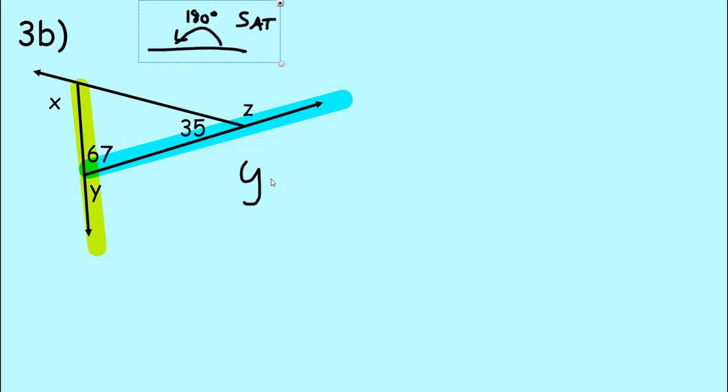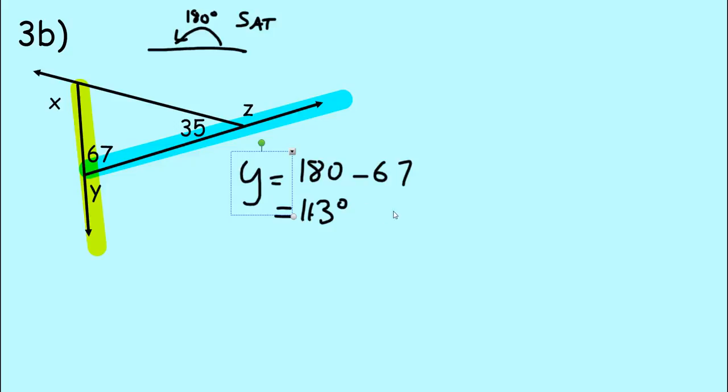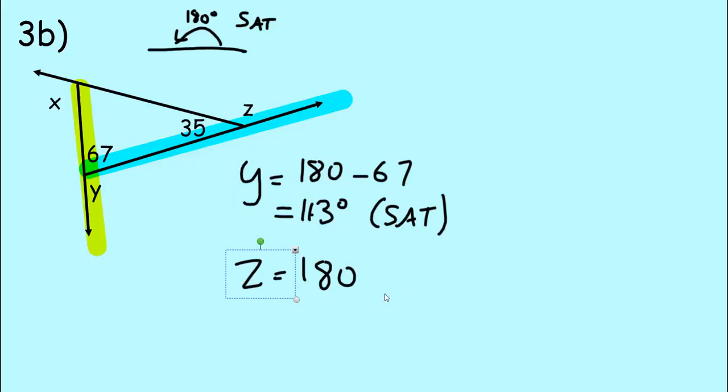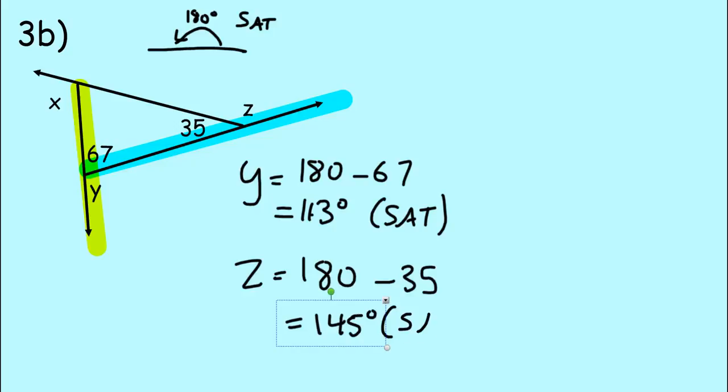You could have said Y is equal to 180 minus 67, and that's equal to 113 degrees because of SAT. And you write your reason in brackets so that I know that you knew how to get that. Same thing for Z. Z is equal to 180 minus 35, and that's equal to 145 degrees for the same reason. We also have SAT as a reason.